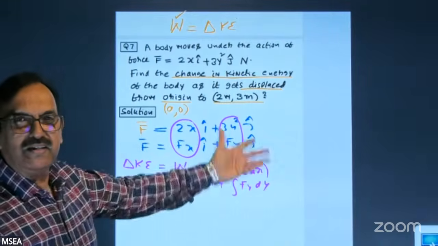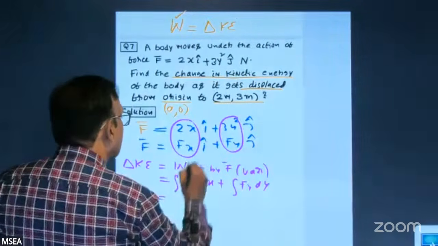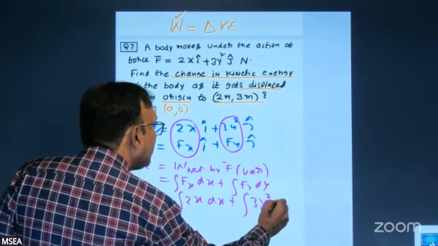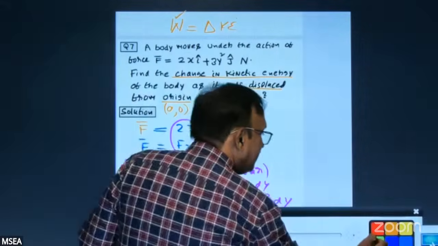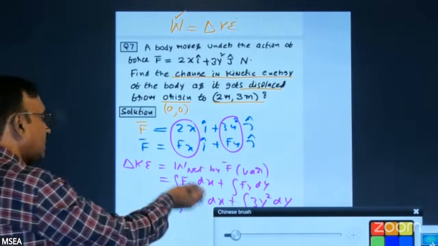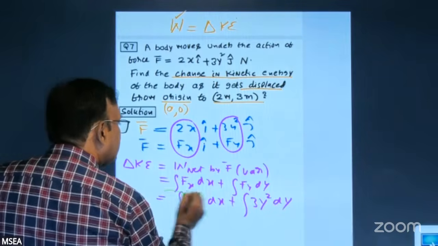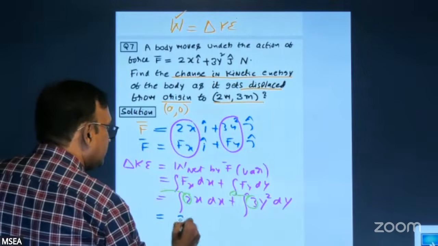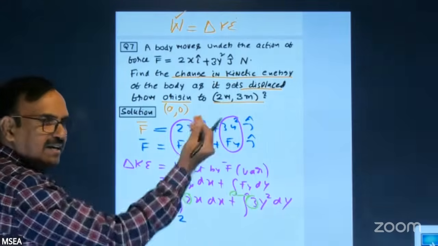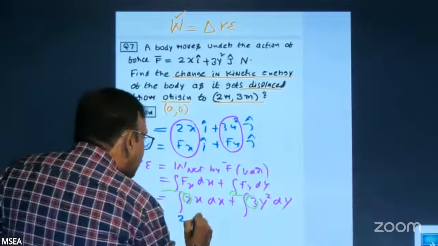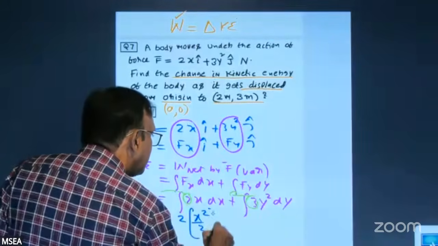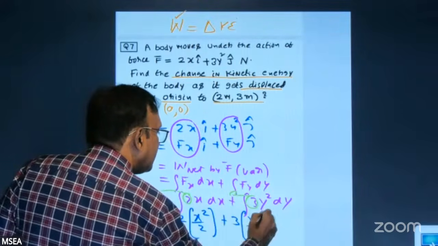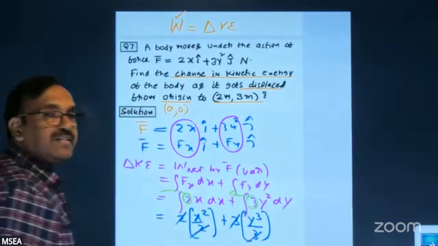Thank God there is no z term there. You can leave it. What is the integral of fx dx? Integral of 2x dx plus integral of 3y square dy. Recollect the integration knowledge you have. Whenever you are doing integration, the constant term should be brought outside the integral sign. So 2 into integral of x dx, which comes out to be x squared by 2, plus 3 into integral of y squared dy, which means y cubed by 3. It is a happy arithmetic: the 2s and the 3s get cancelled.